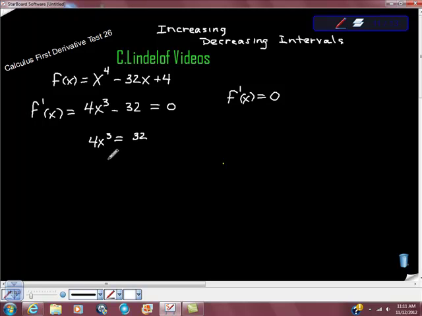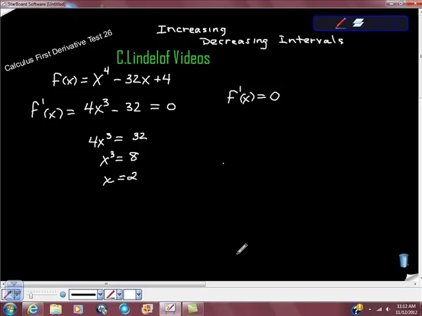32 divided by 4 is 8. So we have x cubed is equal to 8. Cube root of each side gives us x is equal to 2. Isn't it? So I think that's where we end up here.